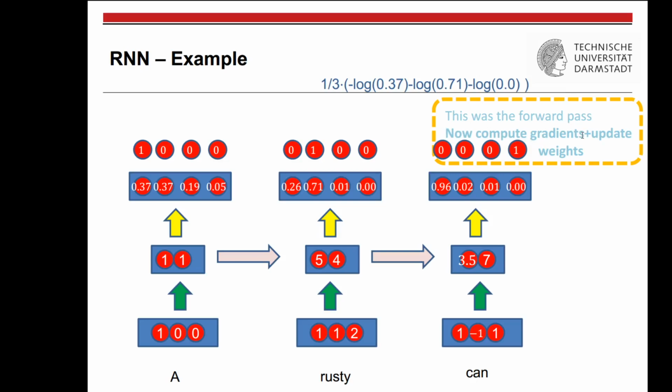Now we can compute the gradients and update the weights, to change our three matrices. The three matrices are U, W, and V. So we would do the backward pass to get the gradients, and then we change our matrices. And that would be similar to the multi-layer perceptron case that we have seen previously.